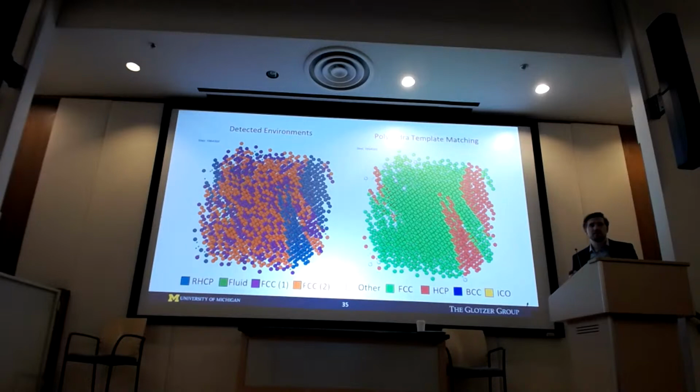We can compare this identification of our crystal with established techniques like polyhedral template matching, and we can see that these blue environments here correspond to what is identified as HCP by polyhedral template matching, and these purple and orange ones are identified as an FCC structure.